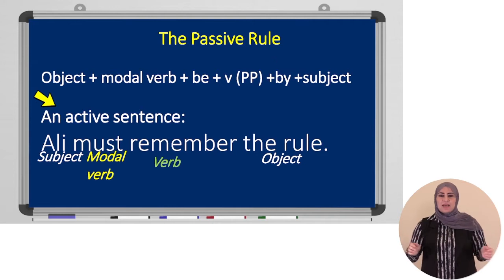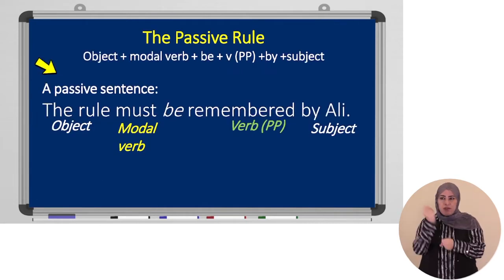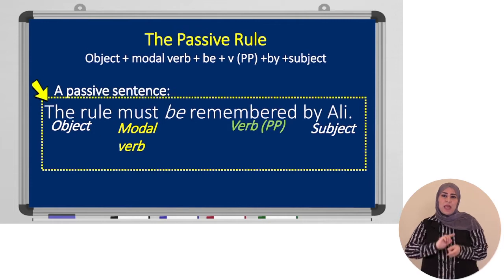Let's look at this active sentence. Ali must remember the rule. And as you can see, we have our subject Ali, the modal verb must, remember is the verb, and the rule is our object. Very easy. Let's try to change it into passive. We start with the object, which is what? The rule must be remembered by Ali.